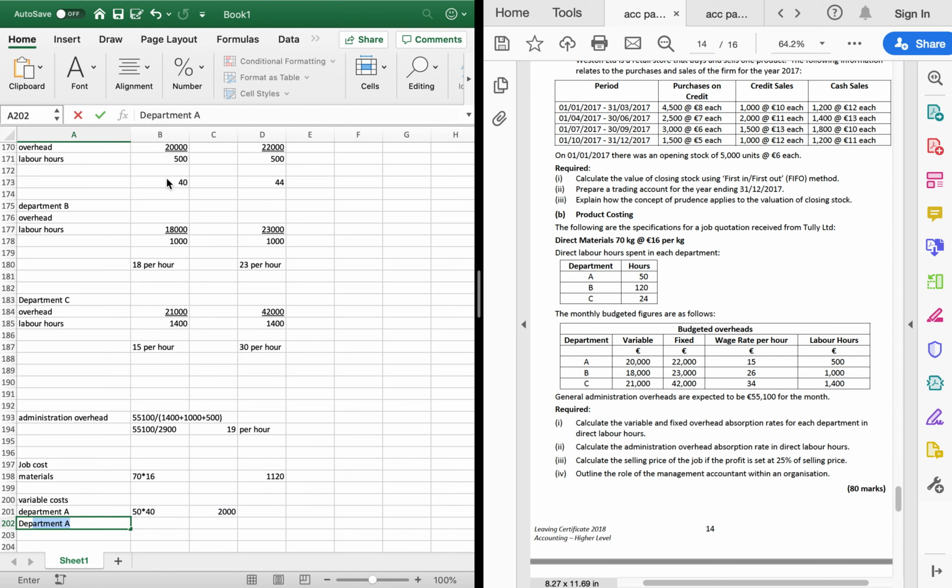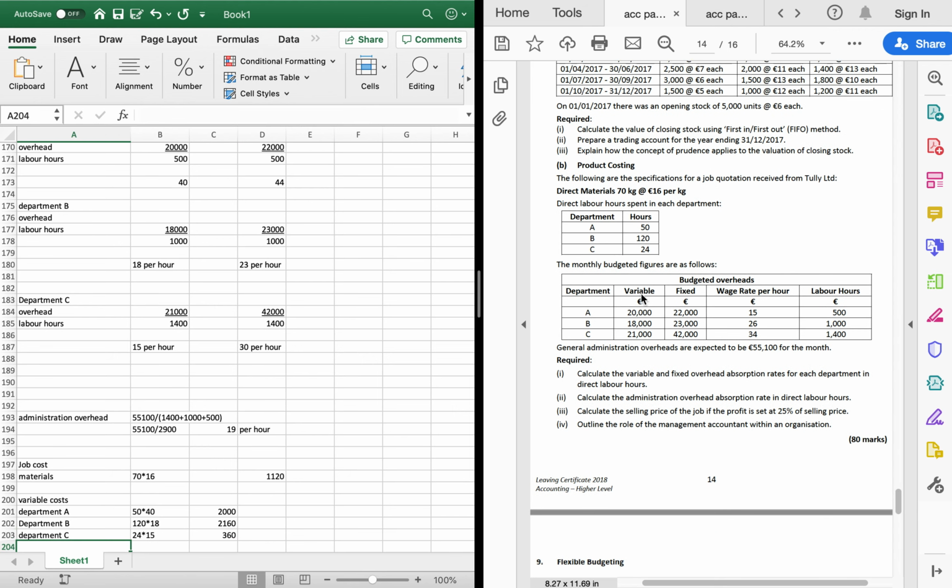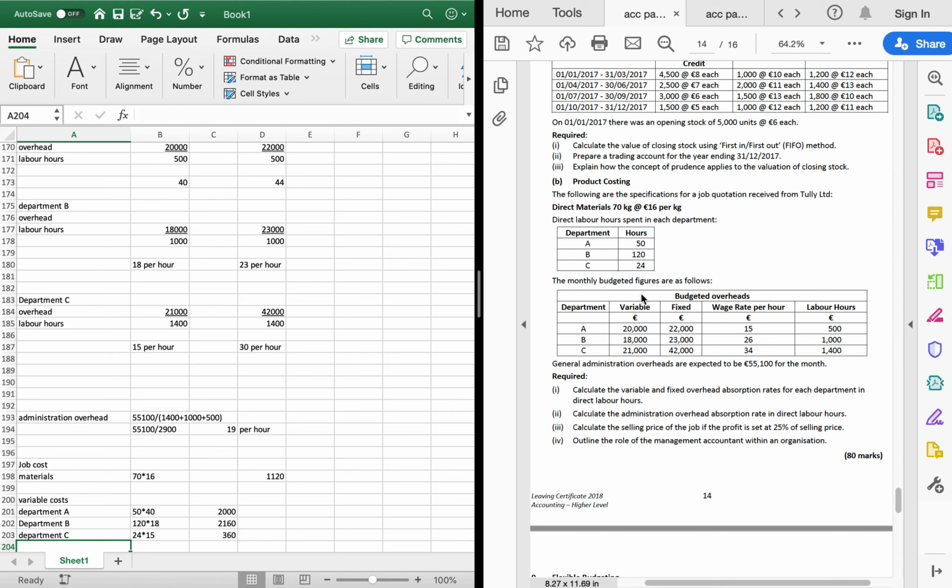Okay, for department B, the variable cost per hour is 18 euros and the hours are 120. So we're using these hours here as the basis for our job. And then for department C, 15 euros per hour and it's 24. So that's 360. All right, so our total variable costs for the three of those together, 4520.